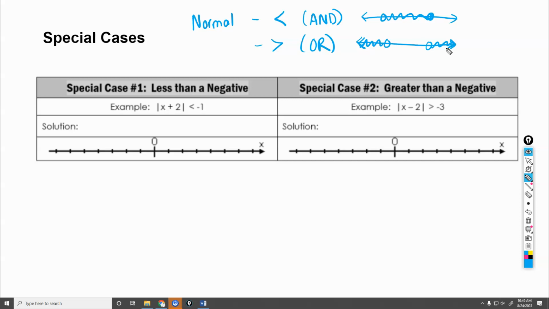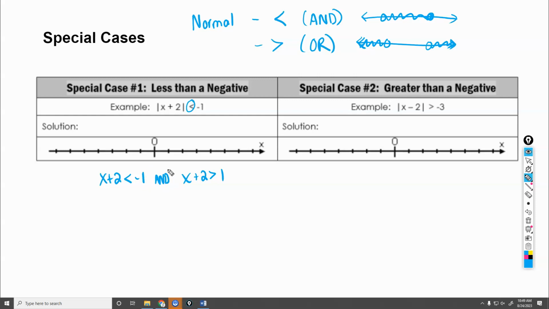So I've got absolute value of x plus 2 is less than negative 1. All right, let's solve that one. So I would have x plus 2 is less than negative 1, and I would have x plus 2 is greater than positive 1. Is that an and or an or problem? I look right here, it's less than, so this is an and.